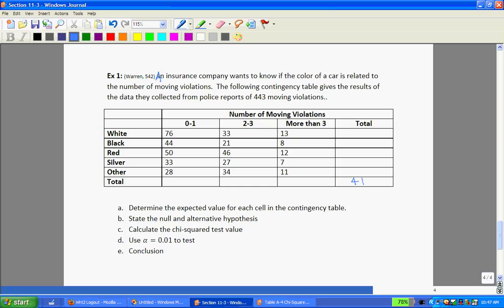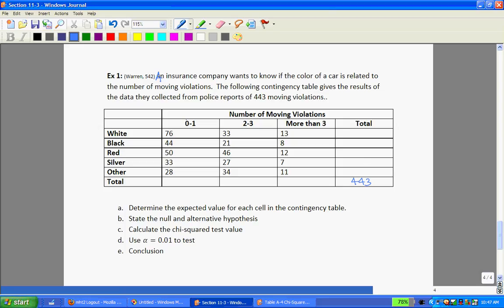So we know we have a total of 443. So we're going to do a test of independence here, and we have quite a bit of work to do before we actually get to the test. So in part A, determine the expected value for each cell. Well, before we can even get to the expected value, we have to know the totals.